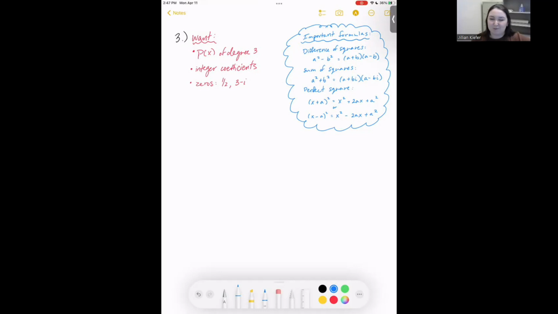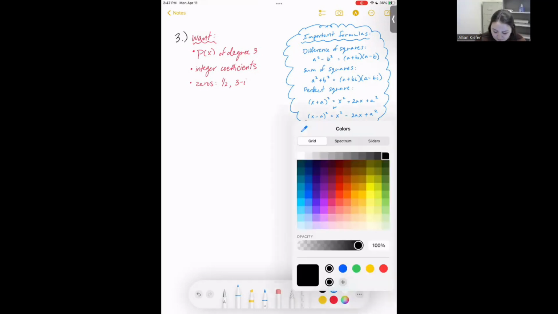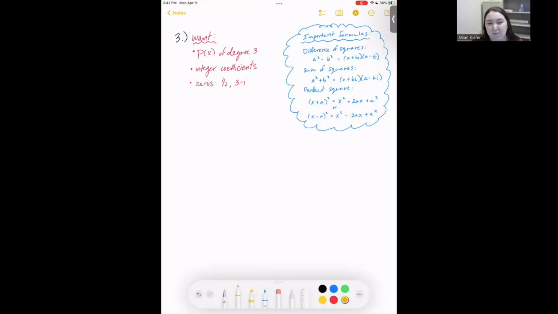So that's why we're going to use the formulas when we do this problem. But all right, so we know what we need to do. We know what we want. We know what type of polynomial we need to find. But first, let's remember, complex conjugates come in pairs.